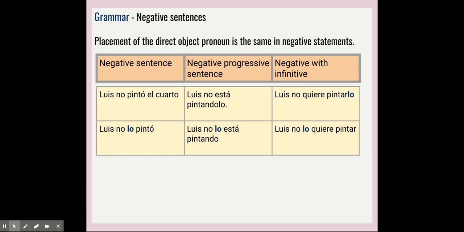Let's take a look at the next one. Luis no está pintándolo. So we have the direct object pronoun attached to the verb in the progressive tense. So Luis no está pintándolo. Luis no lo está pintando. The second one, Luis no quiere pintarlo, or Luis no lo quiere pintar.